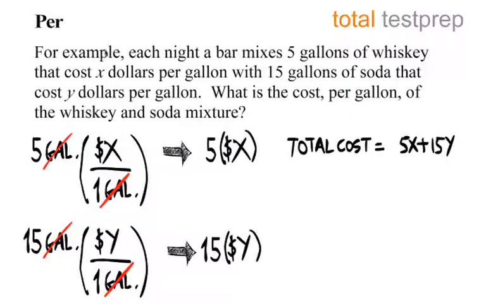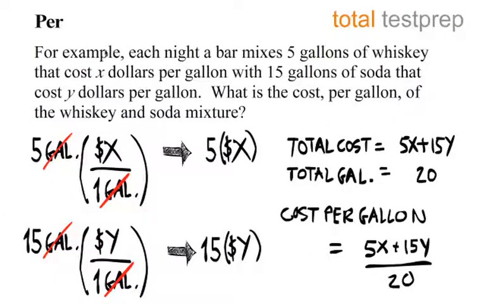So therefore, the total cost of the whiskey and the soda is 5X plus 15Y. The total number of gallons is 20. Therefore, the cost per gallon is 5X plus 15Y over 20. Just like it was before, we take the total cost and divide that by the total number of gallons.